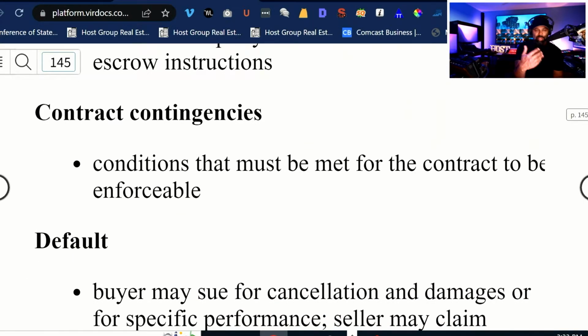Purchase contracts typically have contingencies, and you definitely want to know what that phrase is for an exam. Conditions that must be met before a contract is fully enforceable. Classic contingencies include things like mortgage contingencies, inspection contingencies, property sale contingencies, and escape clauses.